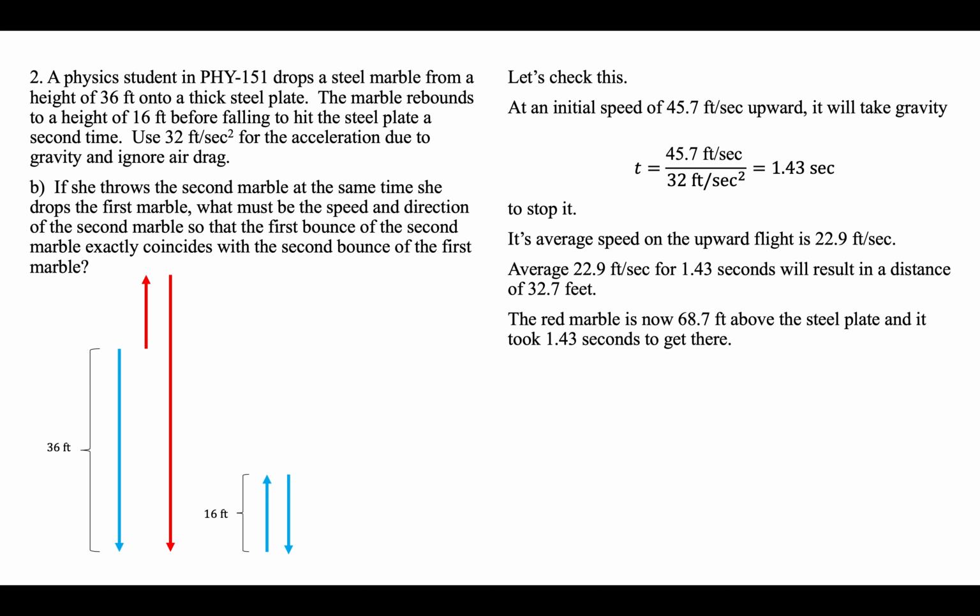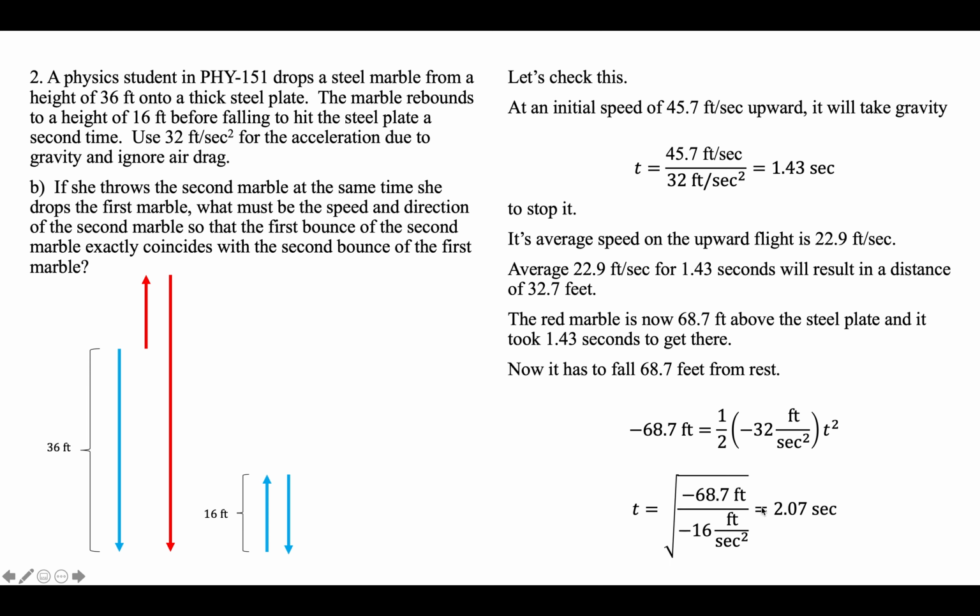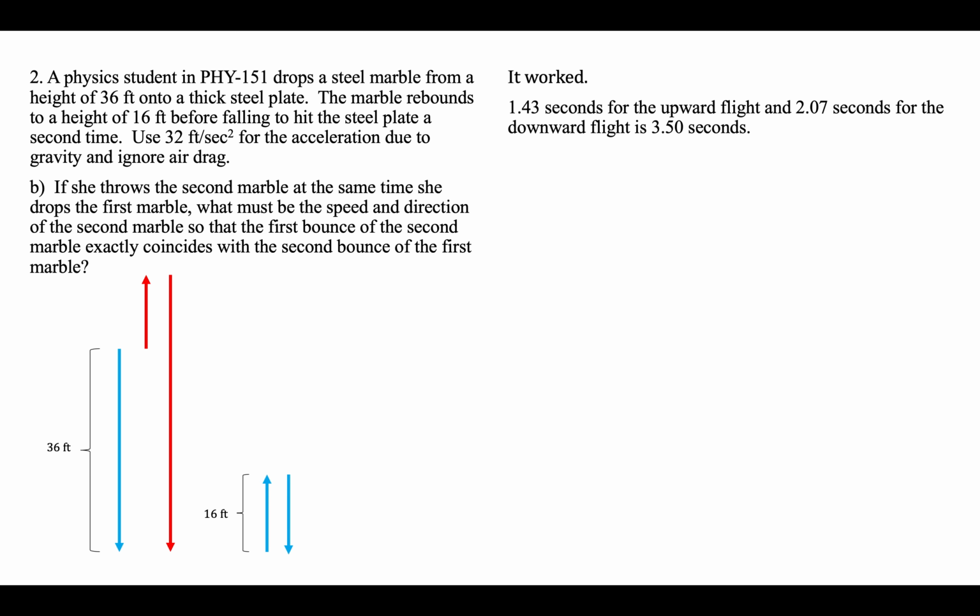Now it's going to fall from 68.7 feet from rest. So we have minus 68.7 feet. There's the acceleration. The initial speed is 0. It's not in there. And we can calculate the time: 2.07 seconds. So 2.07 seconds to come back down, 1.43 to come up. If you add those up, you get 3.5. It worked. Check.